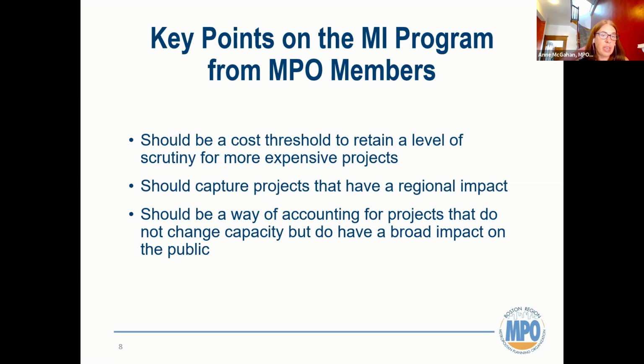So this slide shows some of the key points made by MPO members from previous discussions. There should be some cost threshold to retain a level of scrutiny for projects that are expensive, with some members supporting a cost threshold of $50 million. The major infrastructure definition should capture projects that have a regional impact, such as an interchange improvement or significant transit extension. And there should be some way of accounting for projects that do not change the capacity, but do have an impact on a wide range of the public. The MPO could identify these projects by the project roadway type or vehicle miles of travel on that roadway.